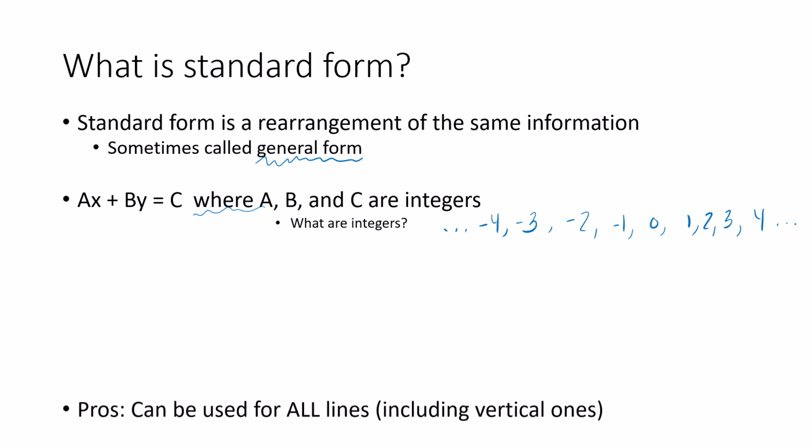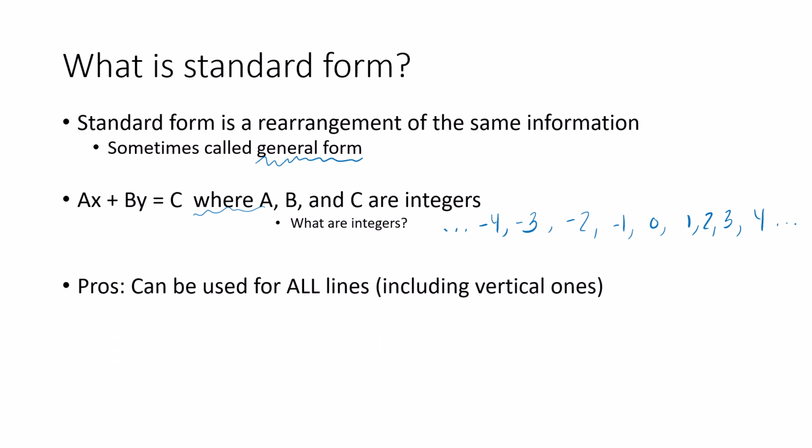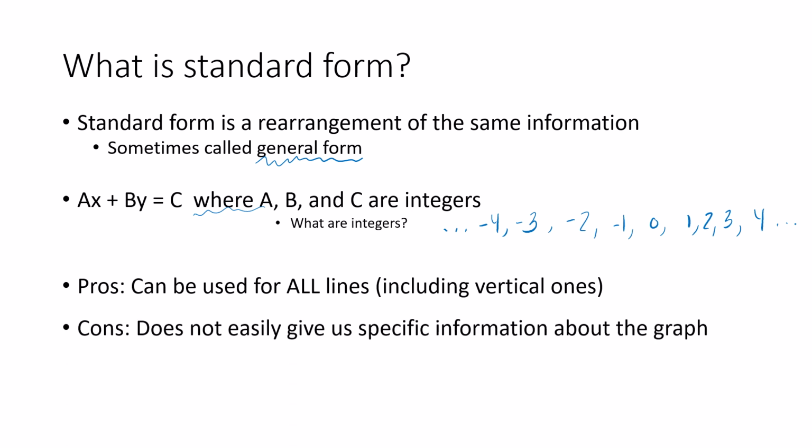So what are the pros of standard form? Well, one of the pros is that standard form can be used for all lines, including vertical ones. And we haven't at this point on this channel really gotten into why vertical lines are very, very different from all other kinds of lines. In fact, they belong in a whole different category, but they are lines, and you can use standard form to cover all types of lines, including vertical lines, which are different.